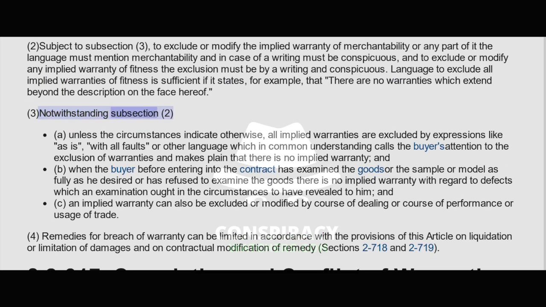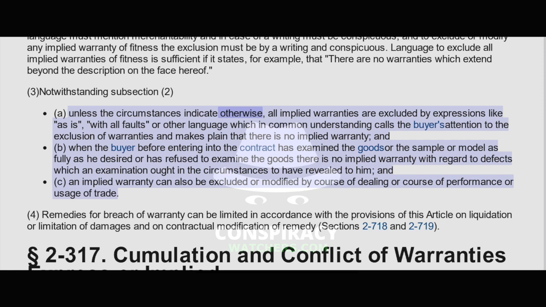Notwithstanding subsection, unless the circumstances indicate otherwise, all implied warranties are excluded by expressions like "as is," "with all faults," or other language which in common understanding calls the buyer's attention to the exclusion of warranties and makes plain that there is no implied warranty. And when the buyer before entering into the contract has examined the goods or the sample or model as fully as he desired or has refused to examine the goods, there is no implied warranty with regard to defects which an examination ought in the circumstances to have revealed to him.